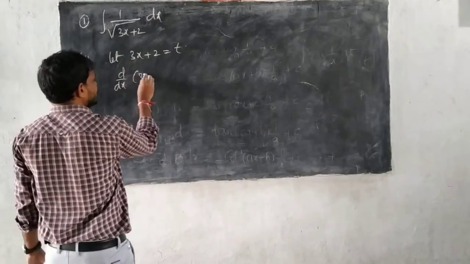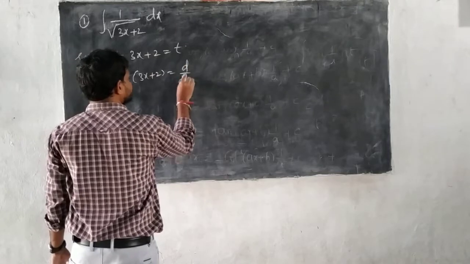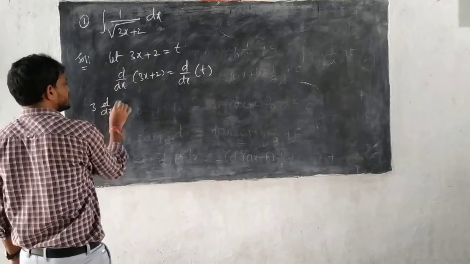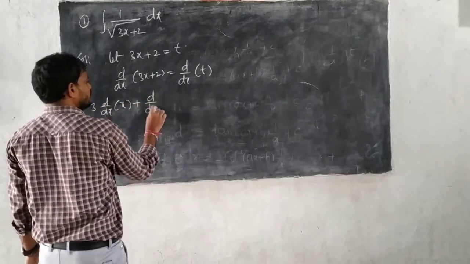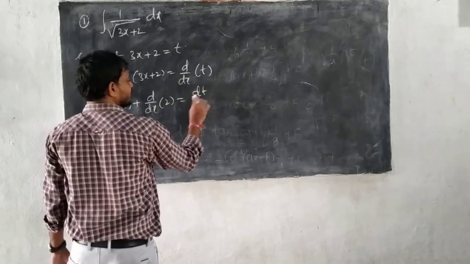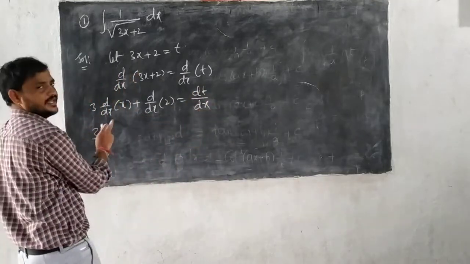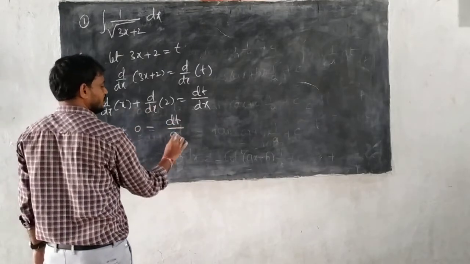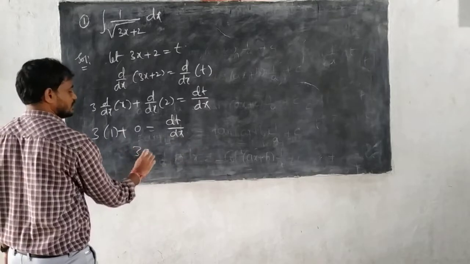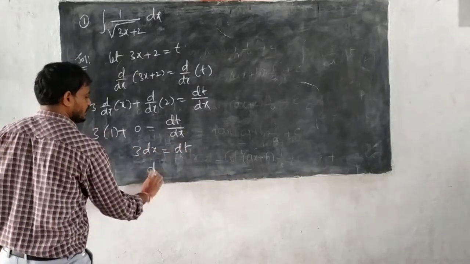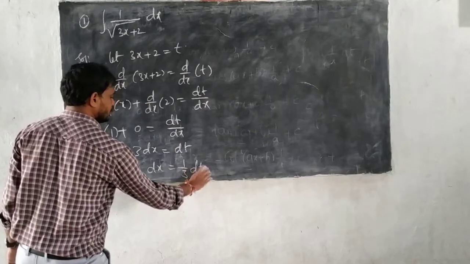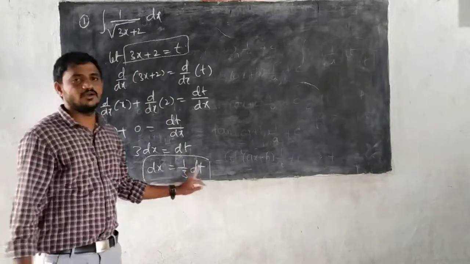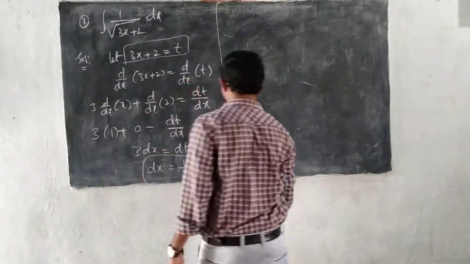So you will get d by dx of 3x plus 2 equals d by dx of t. Then write 3 outside: d by dx of x plus d by dx of 2, and this is dt by dx. Here 3 into d by dx of x is 1, so 3 into 1. d by dx of 2 is 0. So you will get dt by dx. From that, write dx outside. So 3 into dx equals dt. Then dx equals 1 by 3 into dt. Now 3x plus 2 is t and dx equals 1 by 3 into dt. Substitute these two values in the given function.